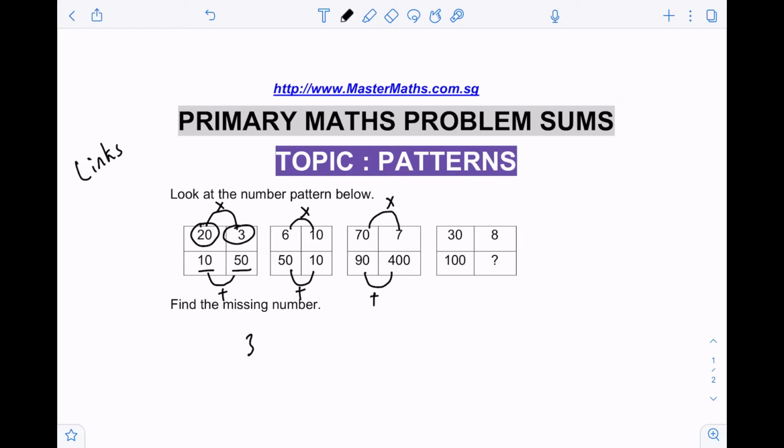30 times 8 is 240. And for the bottom one, 100 plus what gives you 240. So the question mark is just 240 minus 100, which is 140 as our answer for this question.